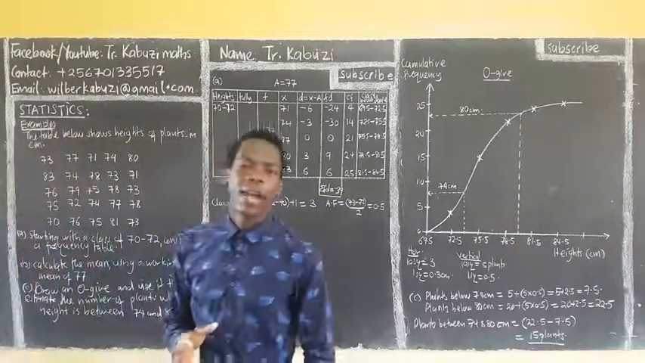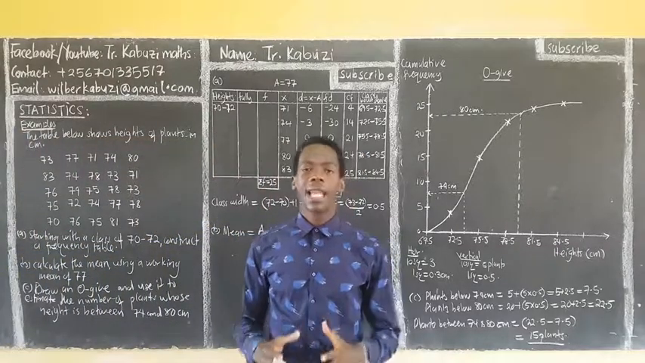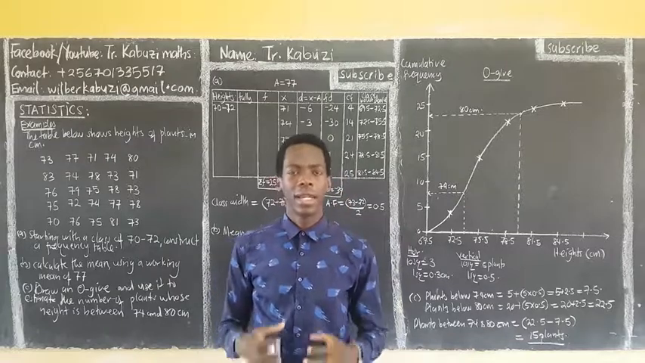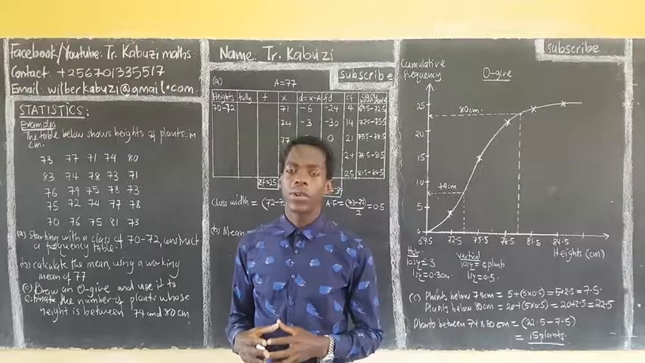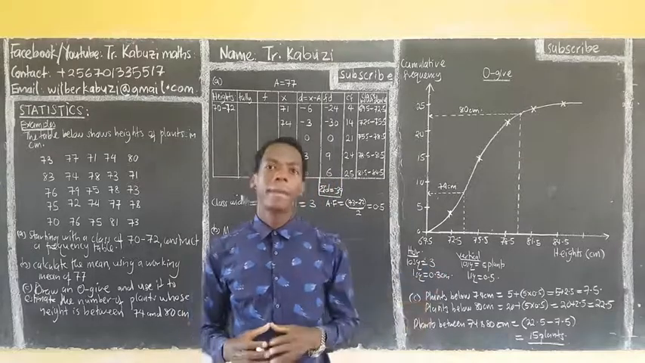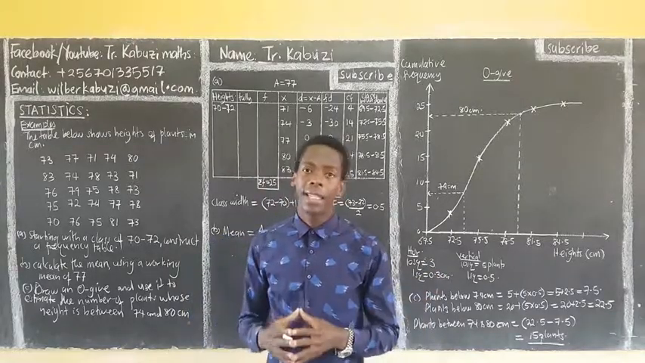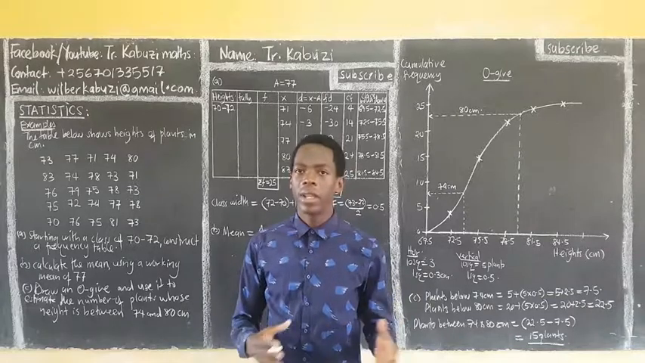Okay, so members, now we are going to see how we use the assumed mean to calculate the mean, and then how we also use the OGIVE to find the numbers between given figures.